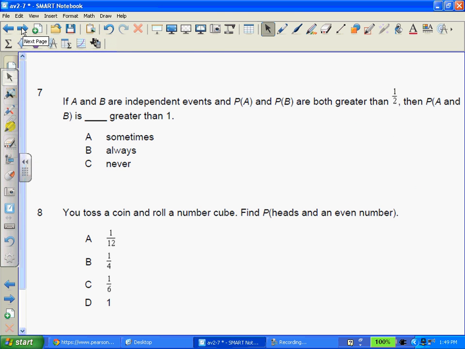7. If A and B are independent events, and P of A and P of B are both greater than 1/2, then P of A and B is sometimes, always, or never greater than 1? Well, we don't even care about all the rest of the information. All we need to look at is this. Is this ever a true statement? Is P of A and B ever greater than 1?